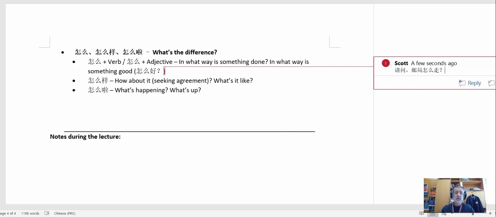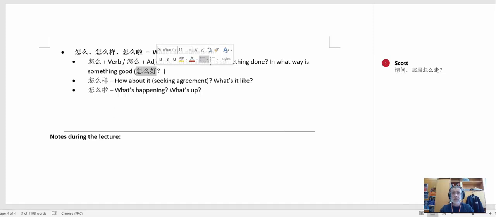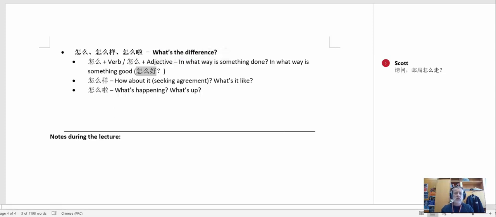With 怎么 plus adjective, I give an example over here where we might say, I don't know, this book is really good. 这本书很好. And then somebody might ask you, 这本书怎么好? In what way is the book good? So 怎么好. So this is our 怎么 plus an adjective.